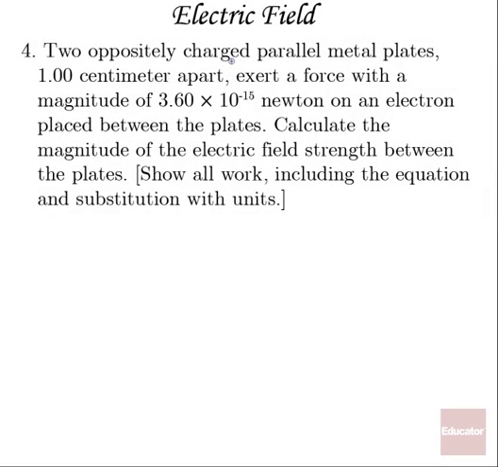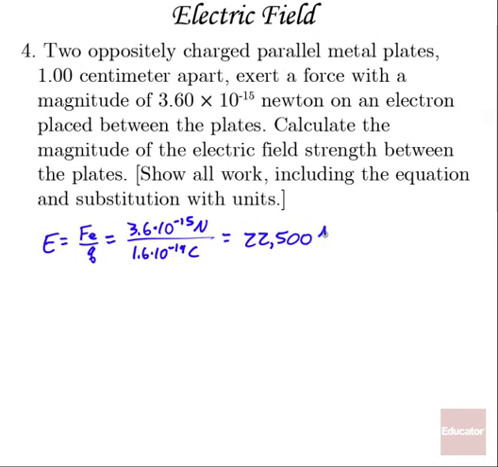Number 4, we have two oppositely charged parallel metal plates 1 centimeter apart, and they exert a force with a magnitude of 3.6 times 10 to the minus 15 newtons on an electron placed between the plates. Calculate the magnitude of the electric field strength between the plates. Well, the electric field strength, again, is going to be the electric force divided by the charge, which is 3.6 times 10 to the minus 15 newtons divided by the charge. And we're doing this on an electron, so our charge is 1.6 times 10 to the minus 19 coulombs. So when I divide that using my calculator, I come up with something right around 22,500 newtons per coulomb, or 2.25 times 10 to the 4th newtons per coulomb.